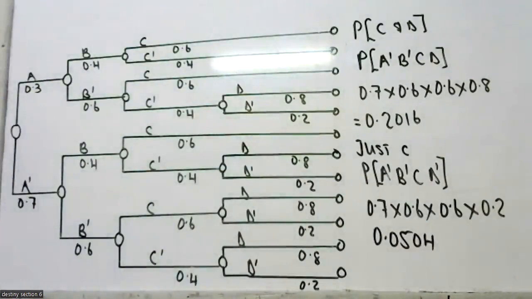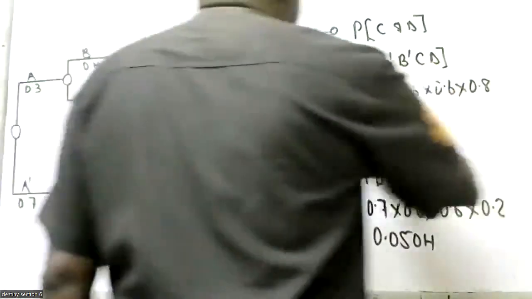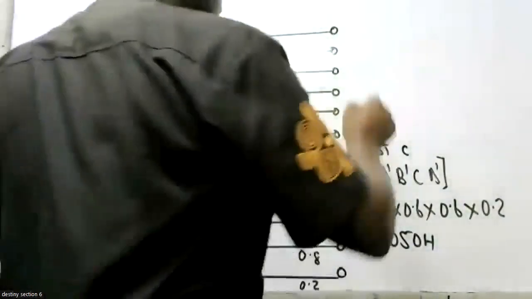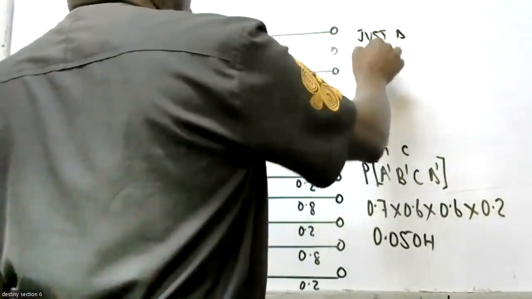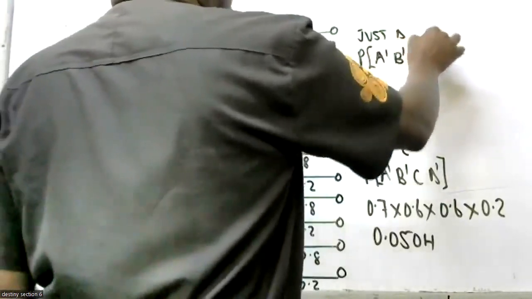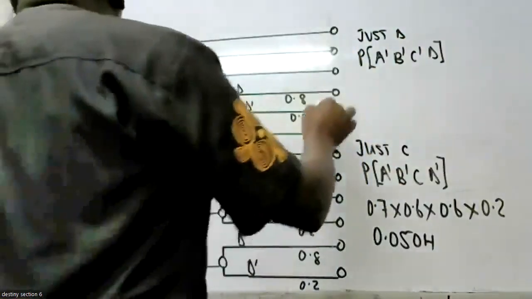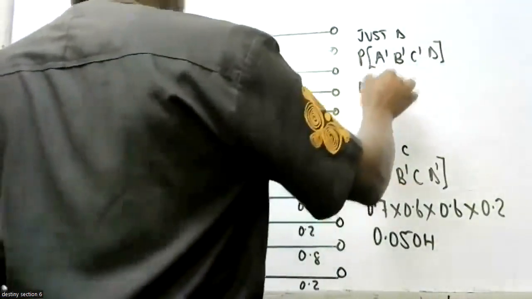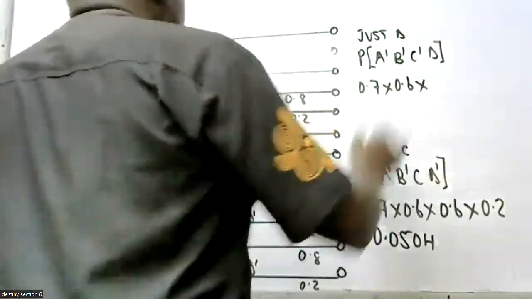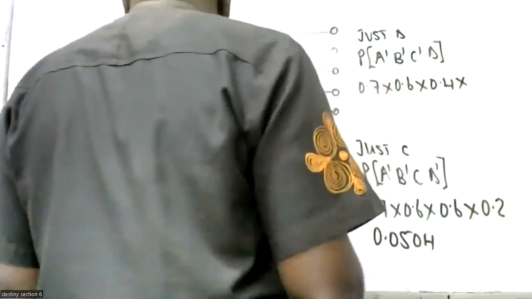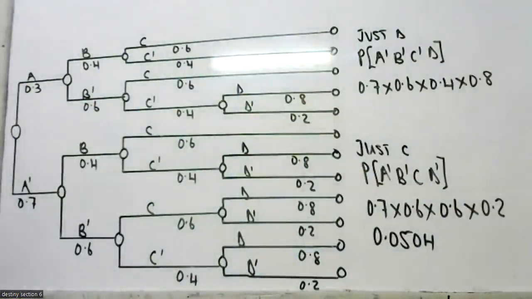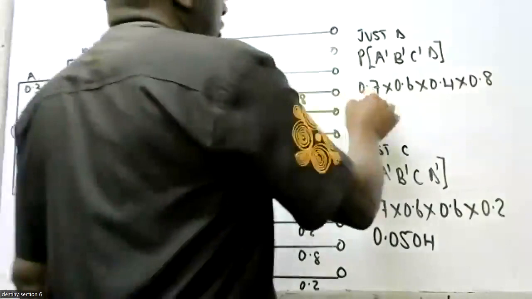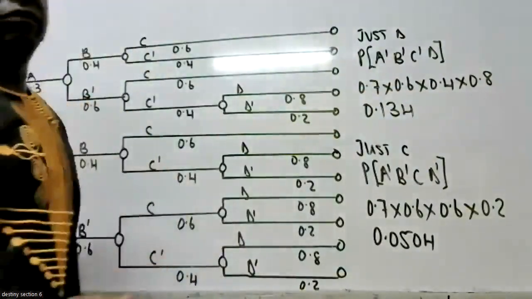And just D, probability of just D, that is, you have missed A, you have missed B, you have missed C, but you have gotten D. So this is 0.7 multiplied by 0.6 multiplied by 0.4 multiplied by getting D, which is 0.8. 0.1344. Good.